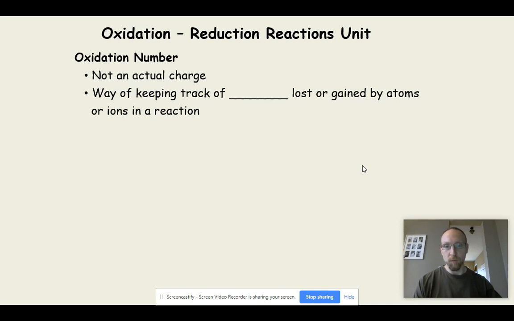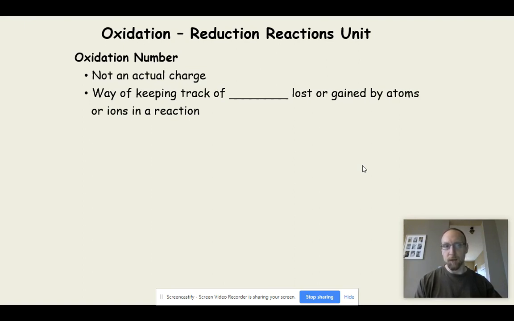So what do you want to remember about these oxidation numbers? How have we used them before? We've used them when we're assigning charges for ionic compounds, when we do the crisscross, when we gain or lose electrons: how many electrons are lost, how many are gained, and then what's the charge of the resulting ion.